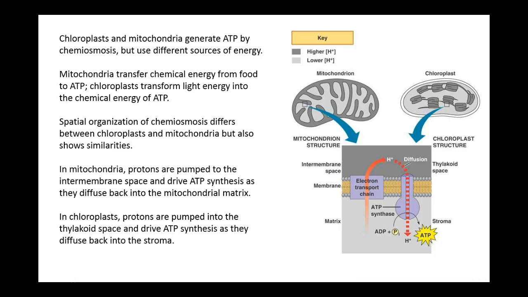In mitochondria, the protons are pumped into the inner membrane space and drive ATP synthesis as they diffuse back. In chloroplasts, the protons are pumped into the thylakoid space and drive ATP synthesis as they diffuse back into the stroma. So all of this becomes kind of important stuff to understand between the differences and similarities between the two organelles.